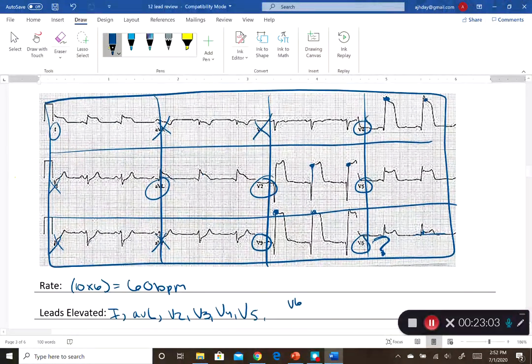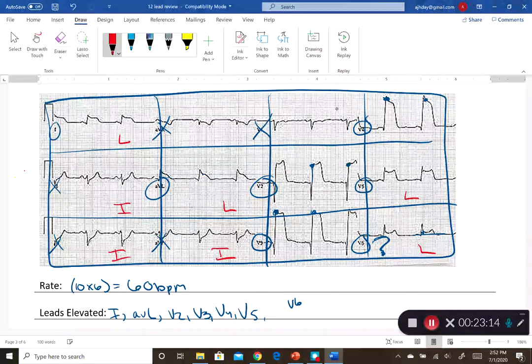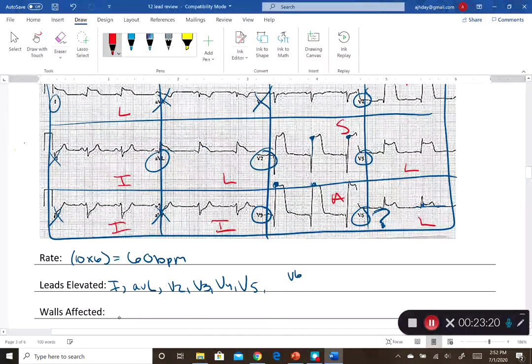Now we need to figure out what walls are affected. So this is my lateral leads right here. Then I have my inferior wall leads. Got my septal wall leads, and I have my anterior wall leads. So what walls are affected? Well, we definitely have lateral. All 4 of the lateral leads are affected.